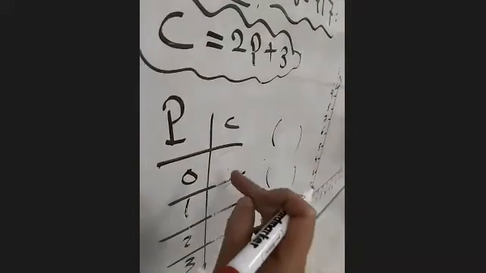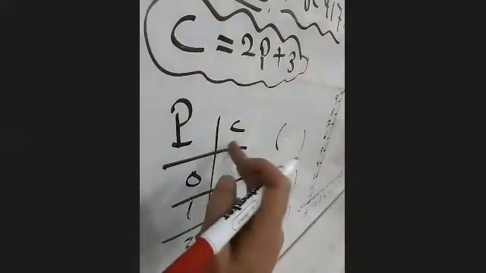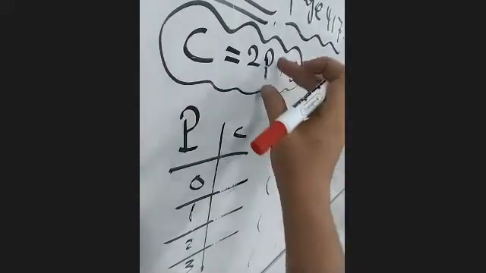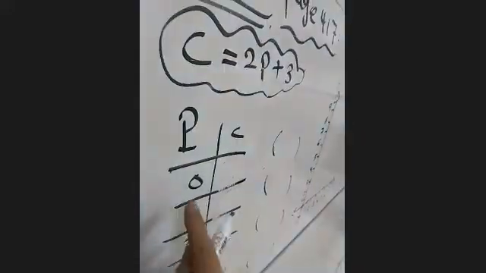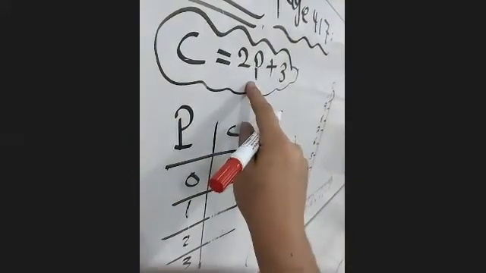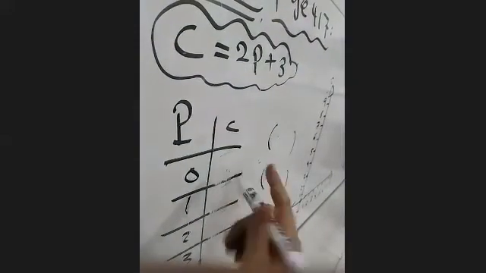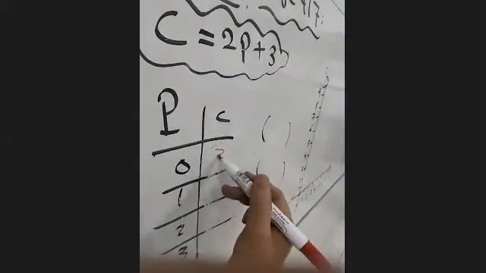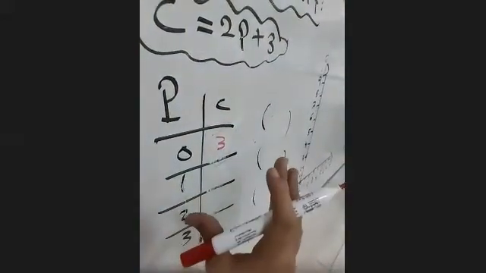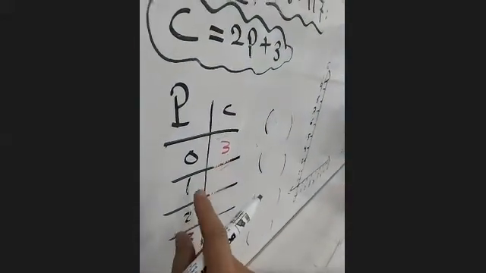Mumtaz. To find the answer for the 0 in C, guys, we go to the formula which is given in the question. Replace P by what? 0. 2 multiply 0, 0. Plus 3, how much? 3. Now here, guys, make the table in your book.